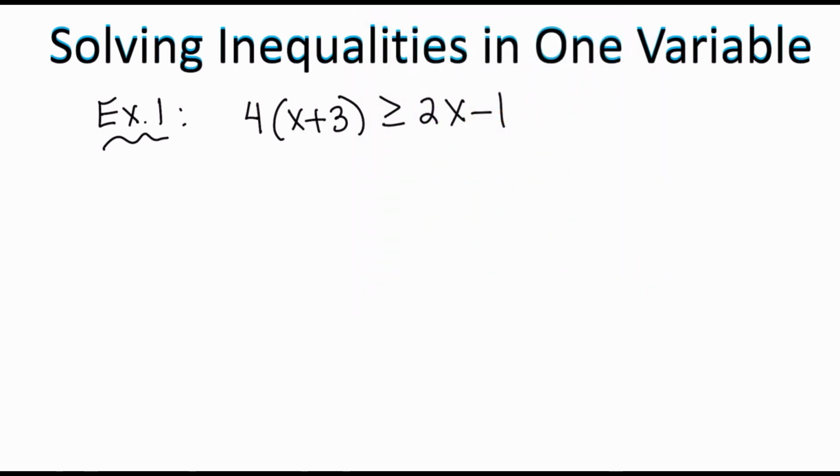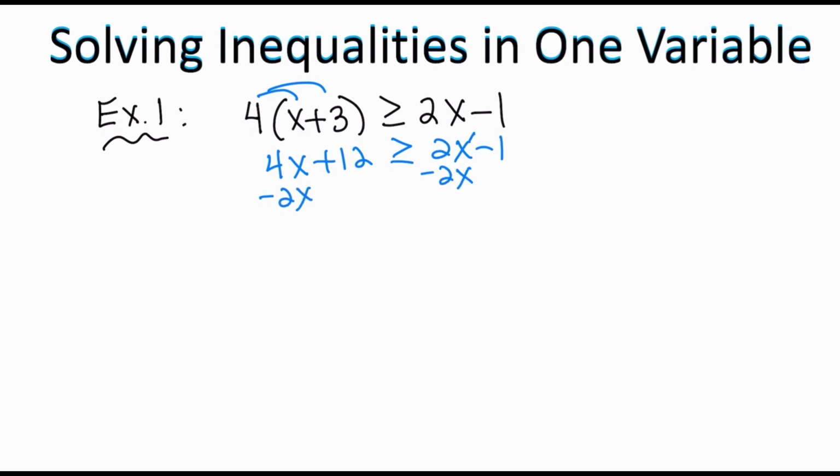In example number 1, the first thing that we want to do is distribute the 4. So I'm going to get 4x plus 12 is greater than or equal to 2x minus 1. You basically want to have all the x's on one side and all the numbers on the other side. Even though this is an inequality, you would solve it pretty much the same way as you would if it were an equation with a variable on both sides. So I'm going to go ahead and subtract 2x from both sides.